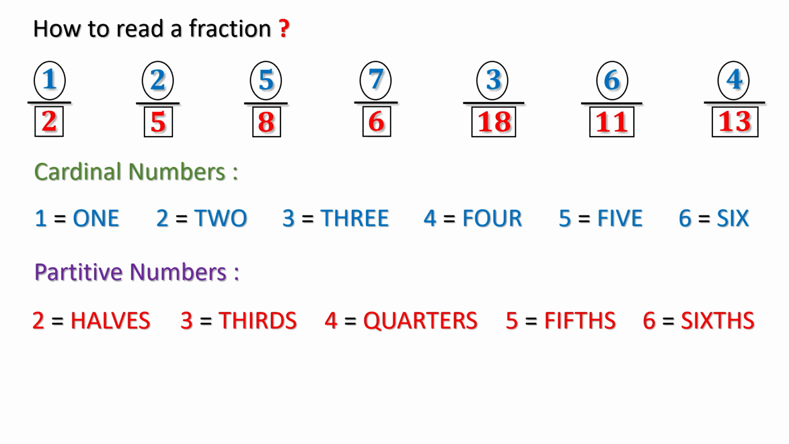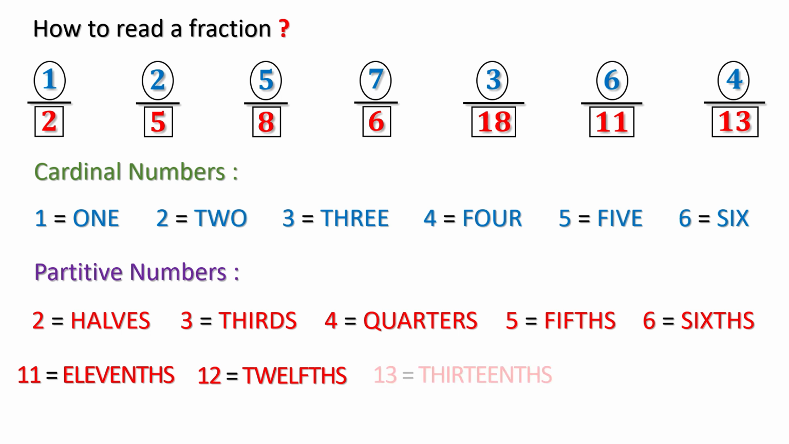Starting with the number 11, the number is read as a cardinal number ending in THS. That is, the number 11 is read as elevenths, the number 12 is read as twelfths, the number 13 is read as thirteenths, the number 14 is read as fourteenths, and so on.